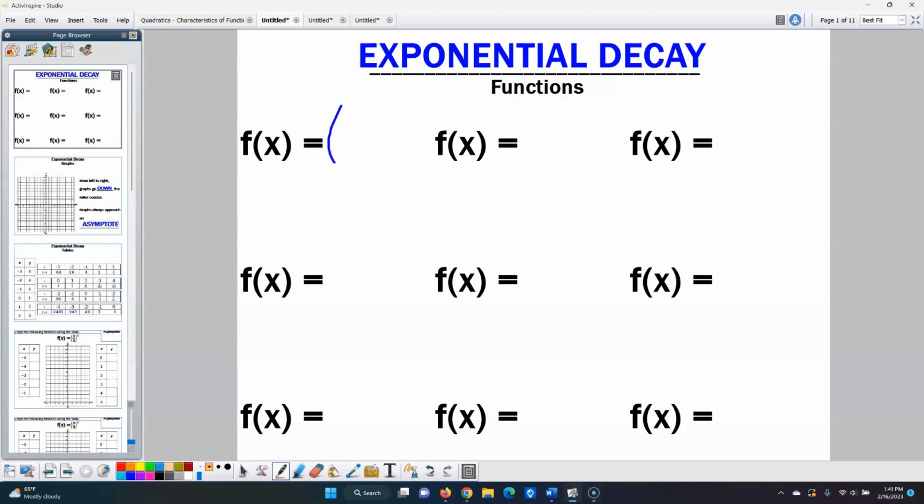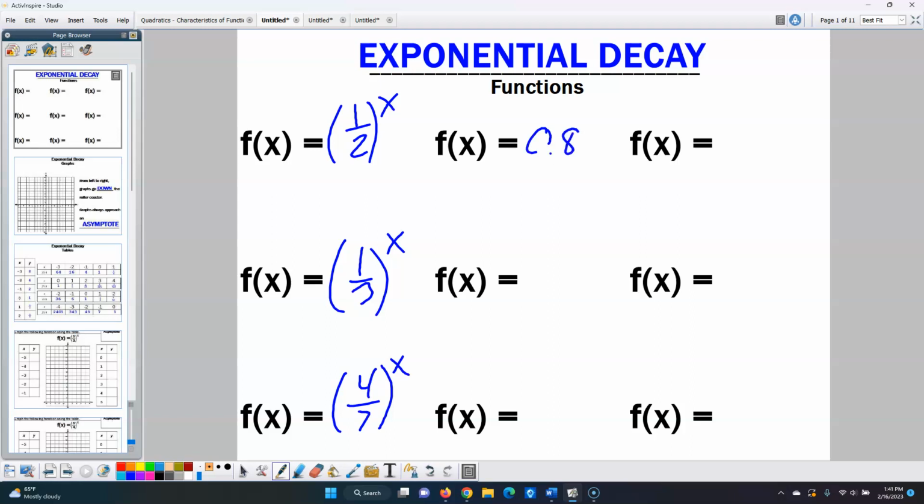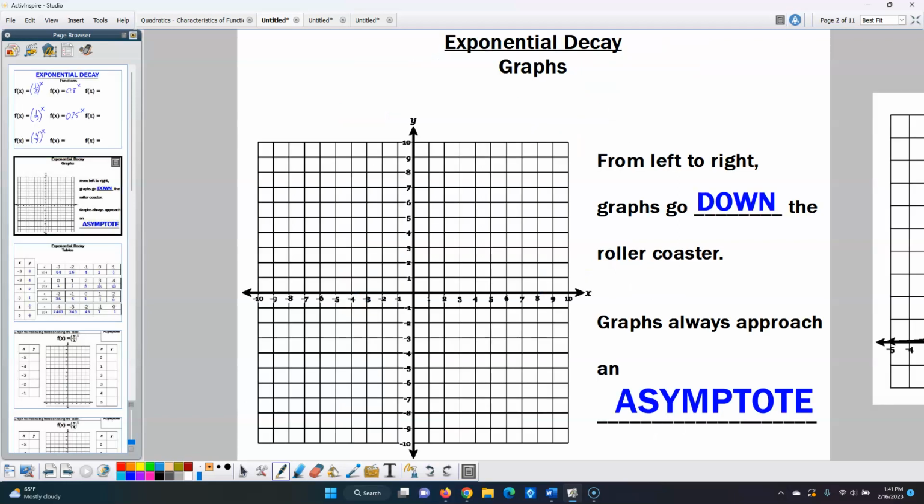So I've got 1/2 to the x, or I've got 1/3 to the x, or I've got 4/7 to the x, or I've got 0.8 to the x, or I've got 0.75 to the x. All of these things are under 1. They're going to be a fraction. Okay. The graphs will be kind of mirror images of their counterparts' growth.